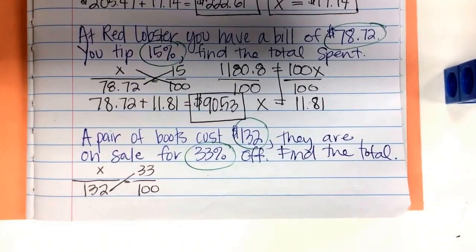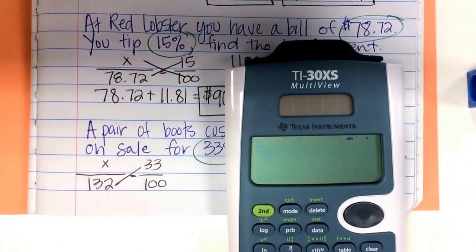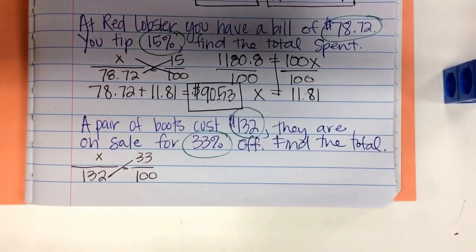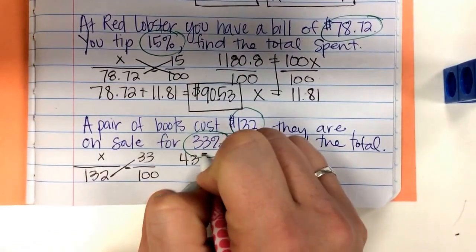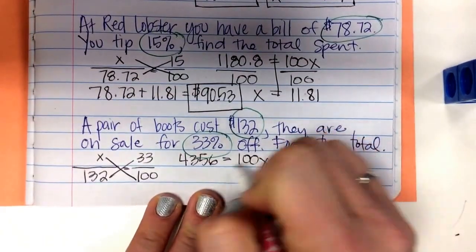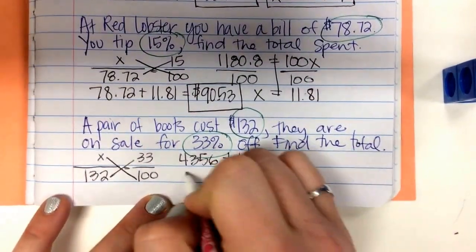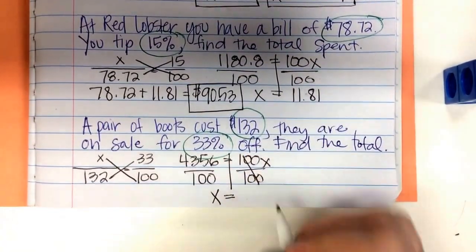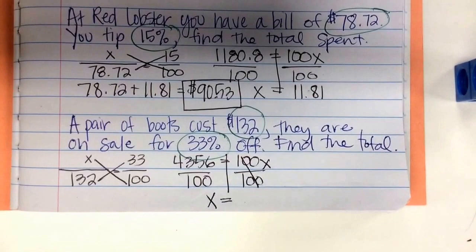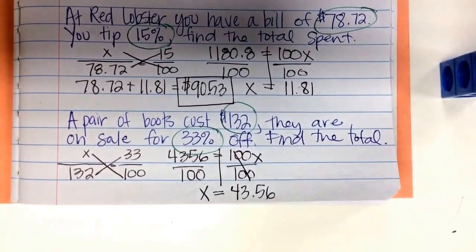$132 times 33. 132 times 33 is $4,356, equals, what's X times 100? Do you see a pattern with that? Divide by 100. X equals $43.56. Man, that's a good deal. That's how much I'm saving.